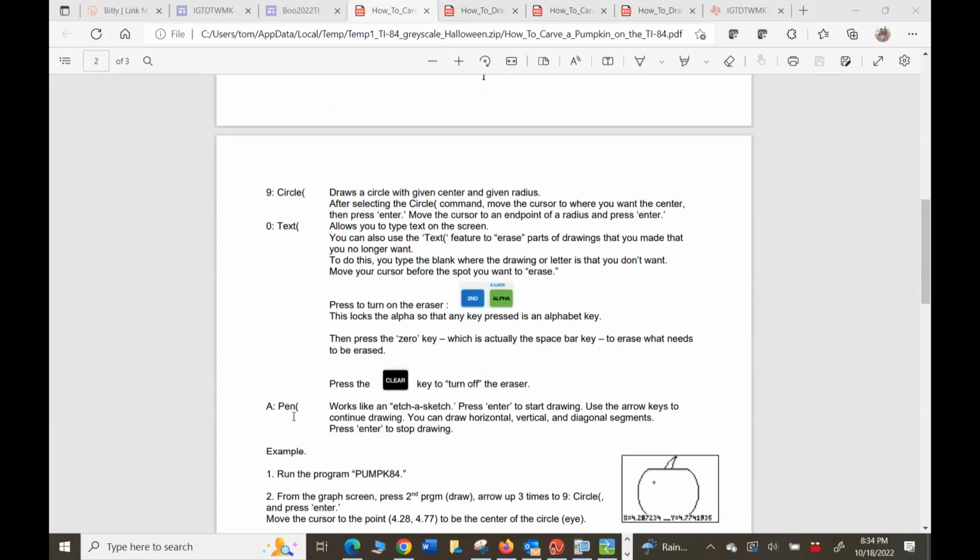And then finally, the pen is really the coolest one. It works pretty much like an Etch-a-Sketch. Press enter, and you can move all over the place, and it'll just draw wherever you're going: up, down, left, right, whatever. And then you press enter to stop drawing.